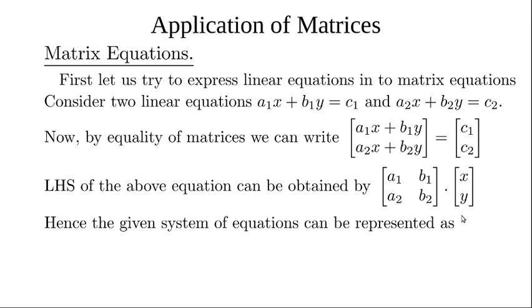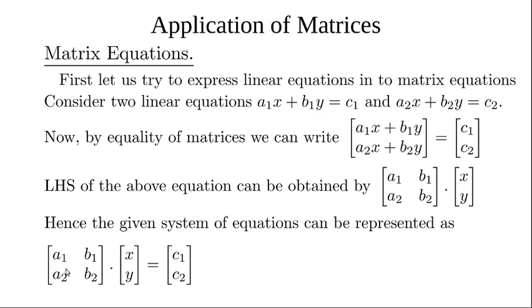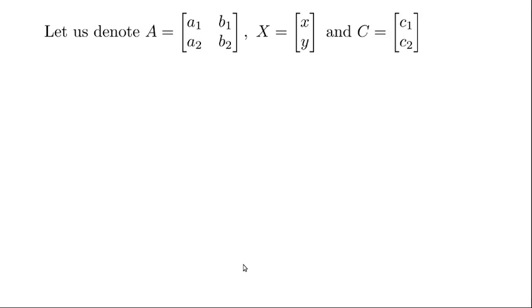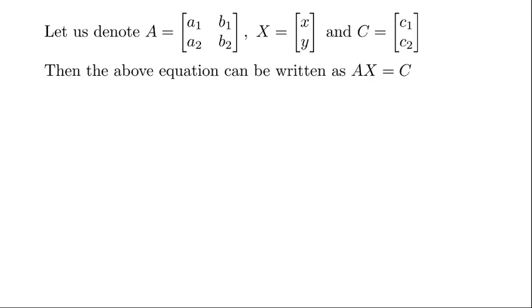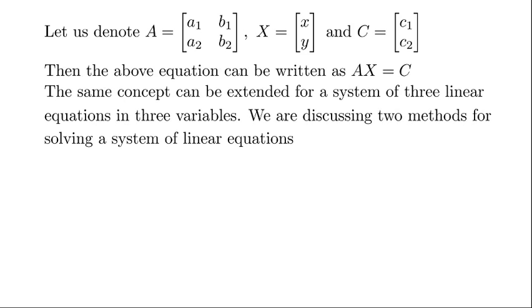Hence, the given system of linear equations can be represented as the product of these two matrices equal to c1 c2, that is, [a1 b1; a2 b2] [x; y] equal to [c1; c2]. So this is a matrix consisting of the coefficients of the variables. This is a column matrix consisting of the variables, and this is a column matrix having only constants. Let us denote [a1 b1; a2 b2] as capital A, X equal to [x; y] and C equal to [c1; c2]. Then the above equation can be written as AX equal to C. The same concept can be extended for a system of three linear equations in three variables.